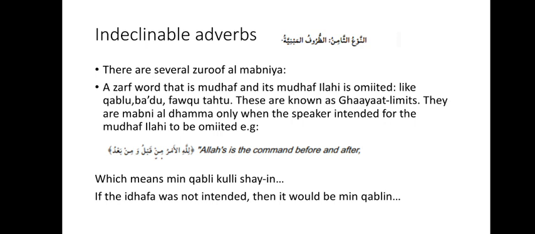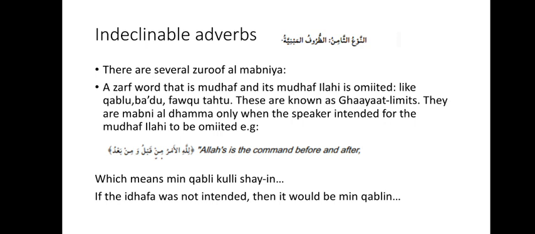and not min ba'di. And this is because qabl and ba'd are from amongst the ghayat, the words which denote limits, and they are intended to be a mudaf, and the mudaf ilayh was kulli shay, or just min qabli kulli shay. You could say it was actually min qabli kulli shay, and that means before all things. And kulli shay was omitted, so you'll recite it qablu. And likewise, min ba'du, it was originally min ba'di kulli shay. Kulli shay was omitted, so you'd read it min ba'du.